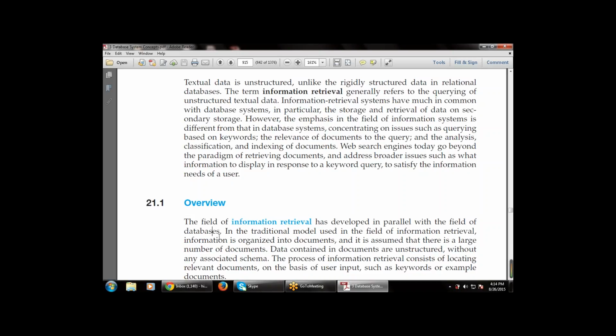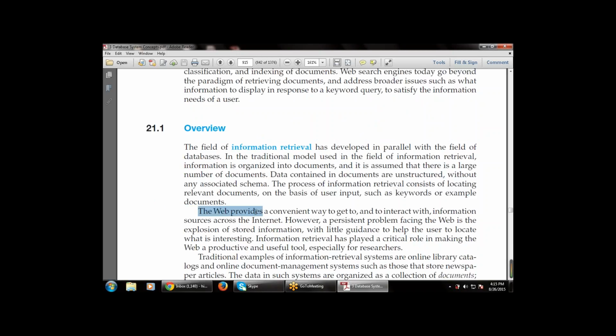Data contained in documents is unstructured. The data contained in the documents is scattered around, that is, unstructured data without any associated schema. There is no associated schema available in information retrieval. The process of information retrieval consists of locating relevant documents on the basis of user input, such as a keyword or an example document.